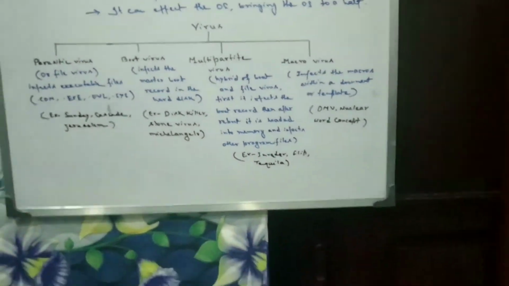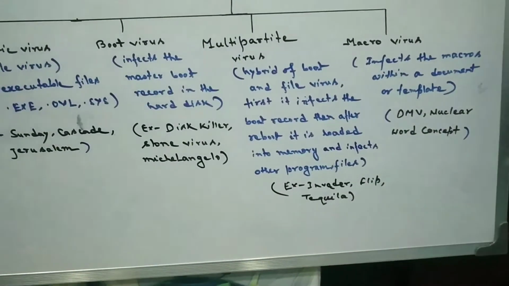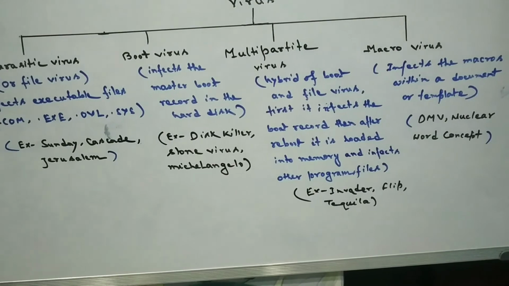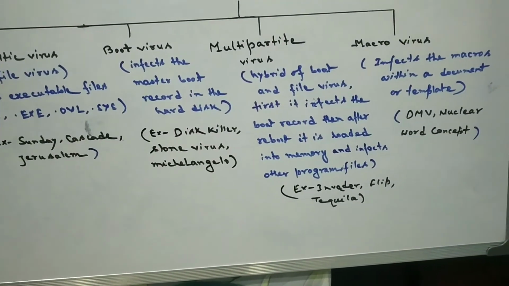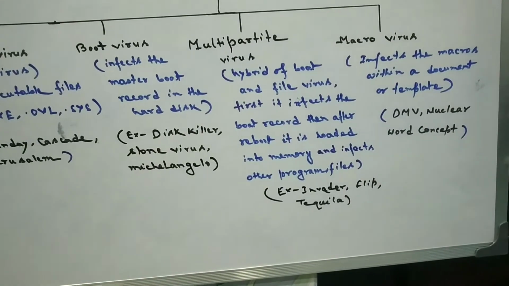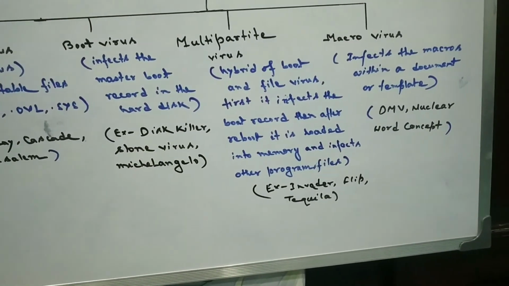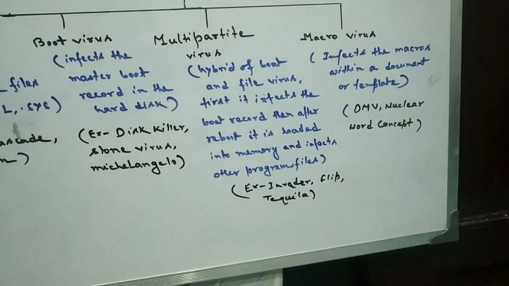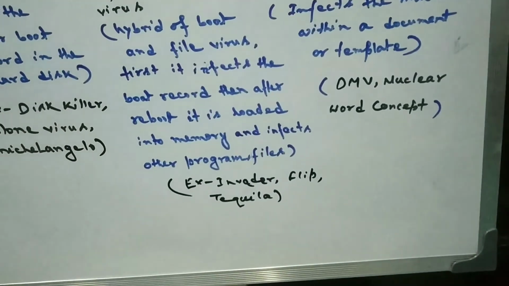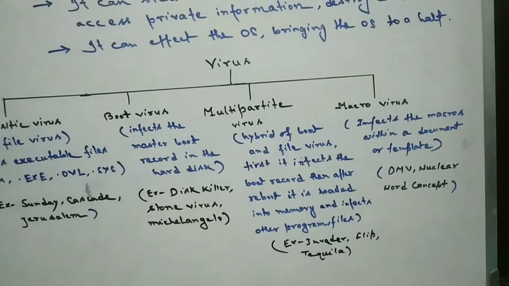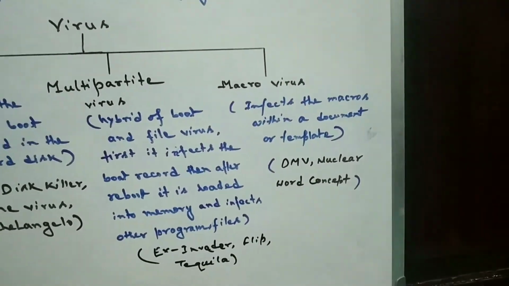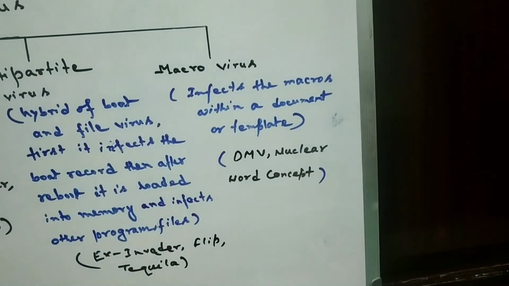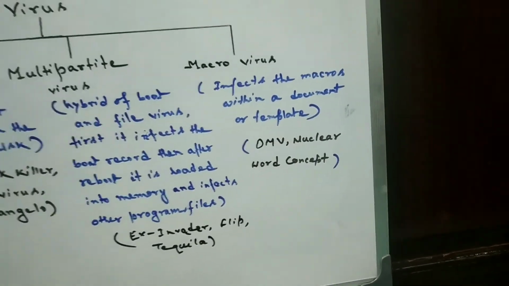Now another type of virus is the multi-partite virus. This is a hybrid of the parasitic virus and boot virus, a hybrid of boot and file virus. First it infects the boot record, then after reboot it is loaded into memory and infects other program files. Examples are Invader, Flip and Tequila. Now another type of virus is the macrovirus. It infects the macros within a document or template. Examples are DMV, Nuclear, Word Concept.